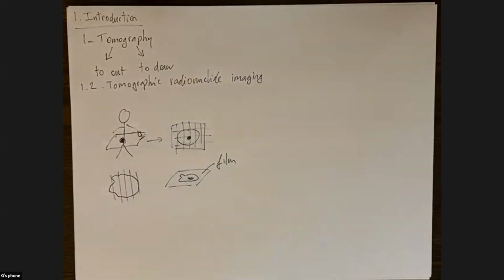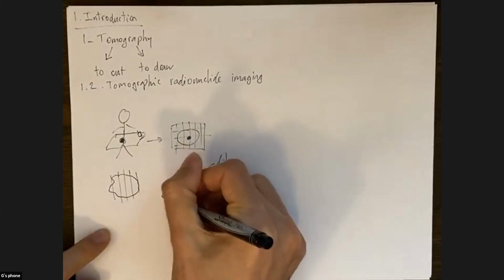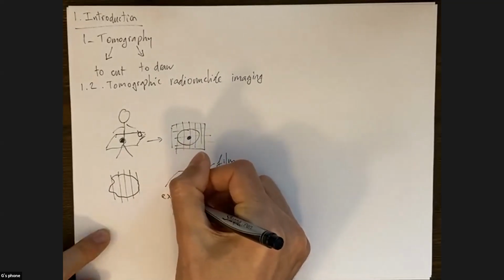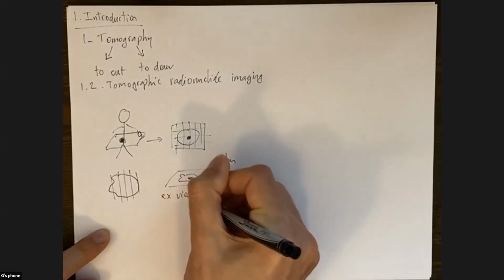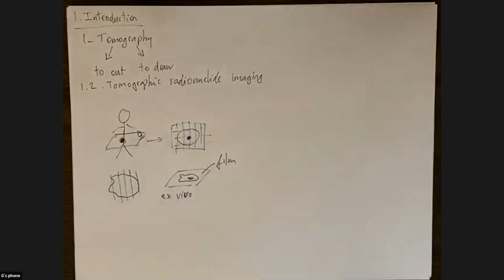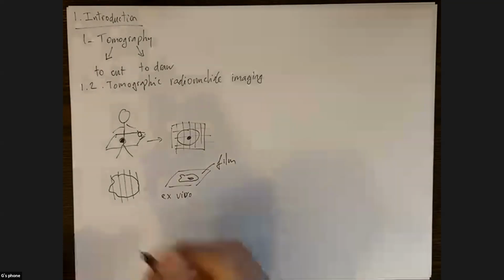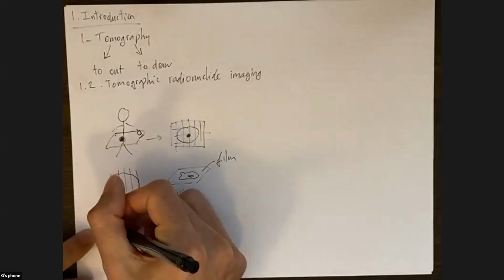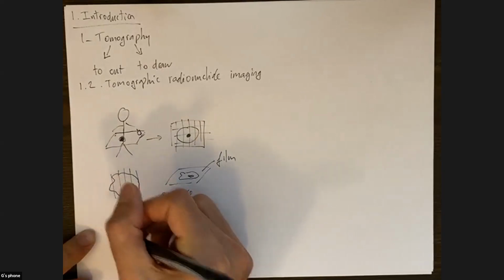So this is an invasive type of radionuclide imaging. This is ex vivo, meaning outside the body. So it's an invasive approach. But what we're going to do with the scanners that we have is that we can actually do that non-invasively inside the body. Instead of using a knife to cut the tumor, we're going to use mathematical tools. So for tomography, mathematics is going to play a big role.